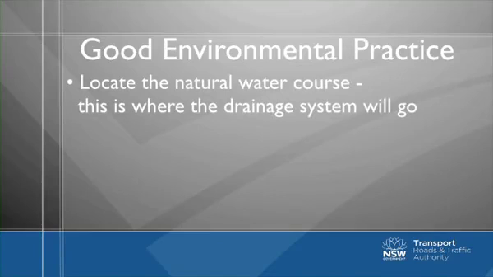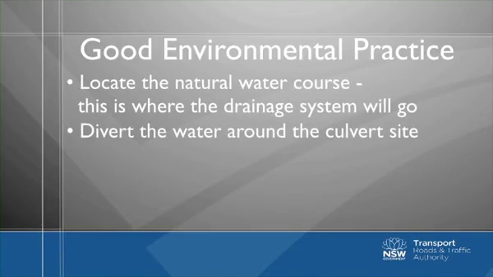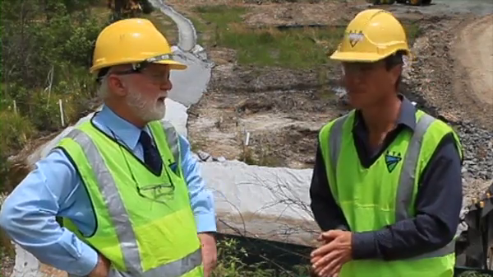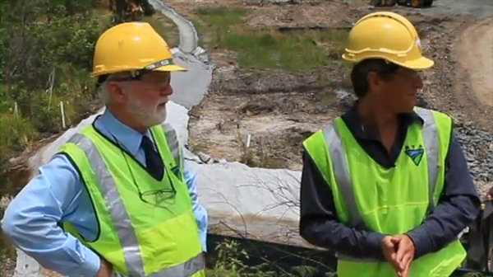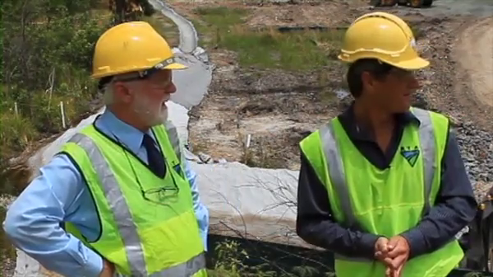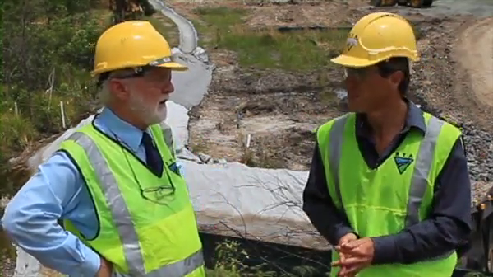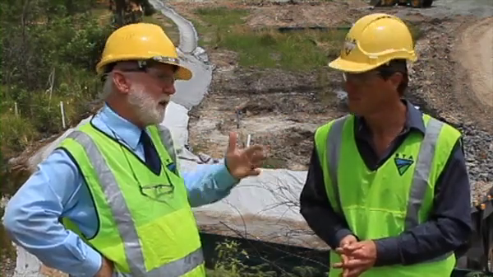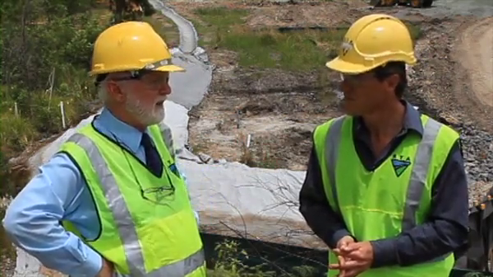So we need to divert nature so engineering can take over for a while. Yep, that's right, Peter. In fact, this is quite a good example of a creek diversion. What we can see here is that they have diverted nature, as you put it, or they've diverted the creek around the site where we want to place the culvert, because we want to put the culvert where the creek was in the first place.